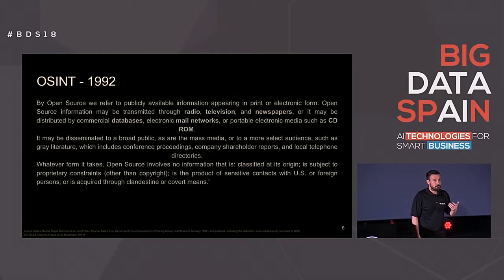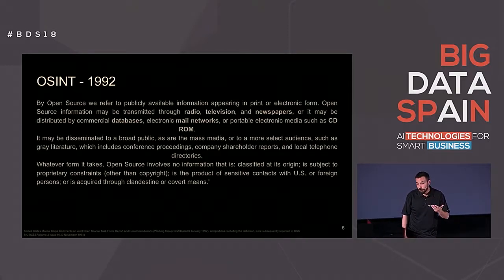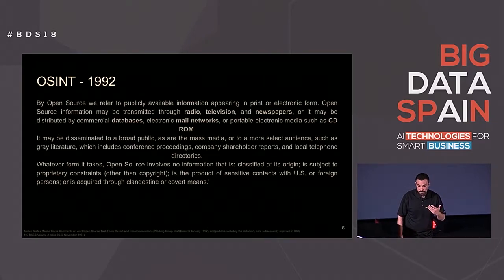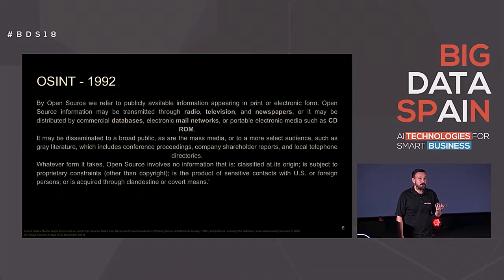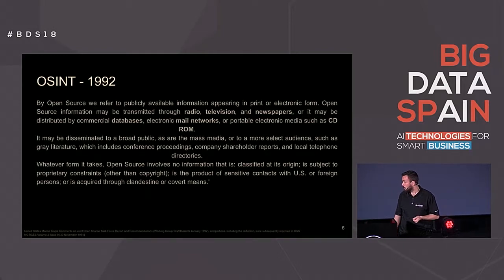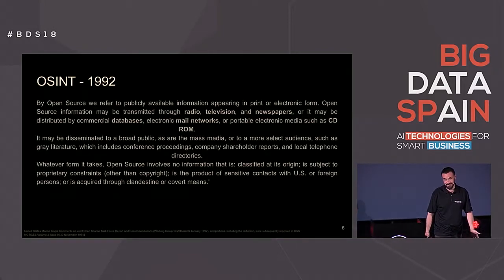Open source intelligence was defined in 1992 with an old style definition. It seems out of date, but the definition is still good nowadays, because only the format and the way you are getting the information has changed. Back then they talked about newspapers and CDs. This is not a CD.